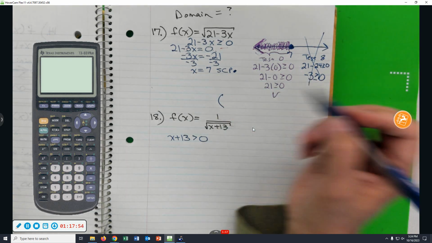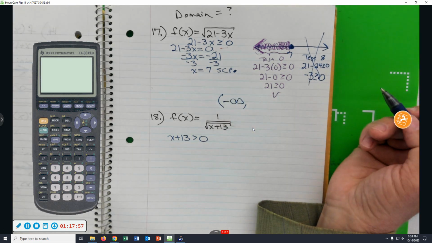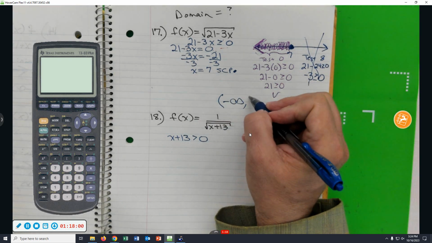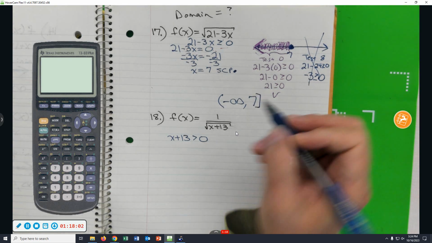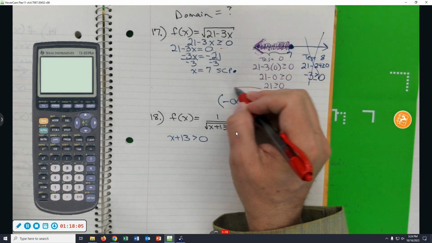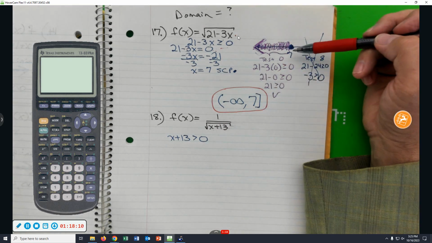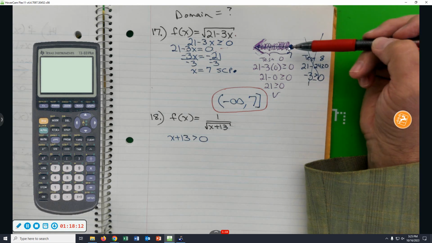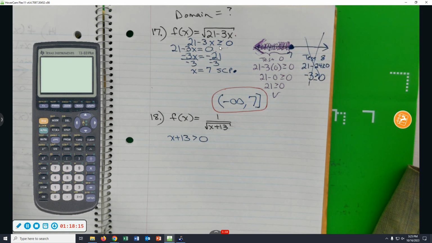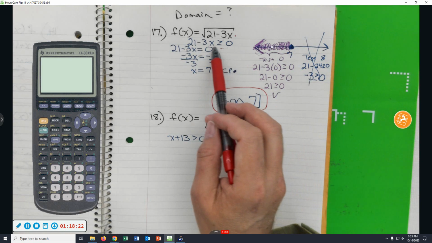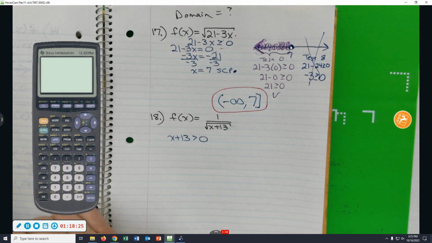Parentheses, -infinity, comma, 7, bracket. What numbers can you plug in for x here and get a real number back? Well, every 7 and every number to the left of 7. Could you plug a -20 in? Could I plug in a -20 for x? Is -20 in this interval? Yes. Could I plug in 10? Could I plug in 10 for x? Is 10 to the left of 7?